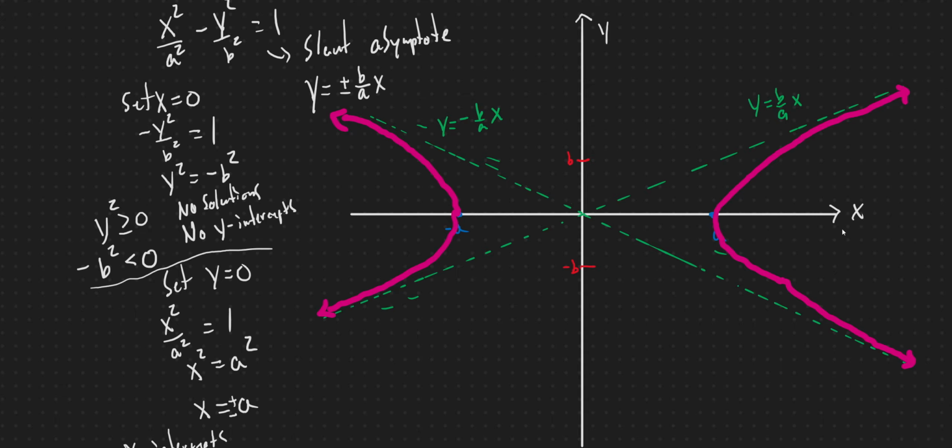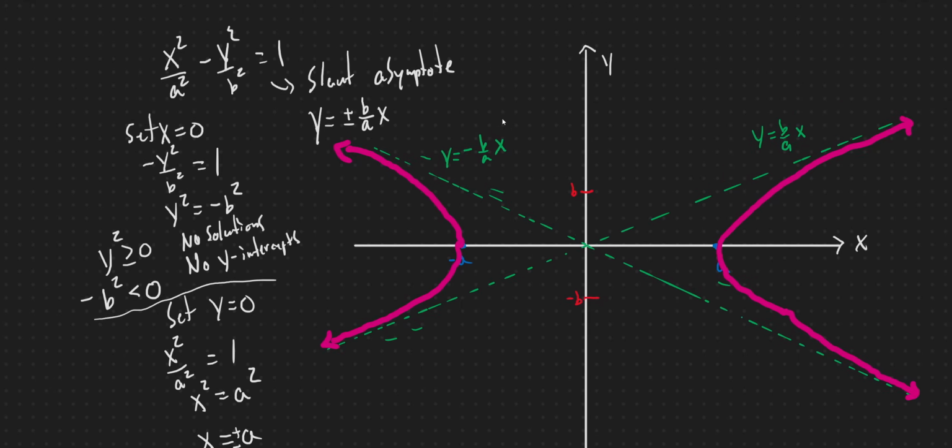So this should be symmetric on both sides. If you drew it a little bit better than I did, it'll look a little bit more symmetric. But this is the idea. This is the sort of information we need in order to graph a hyperbola with an equation that looks like this one.